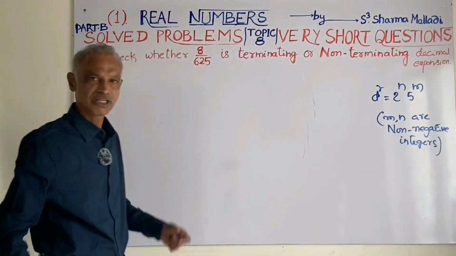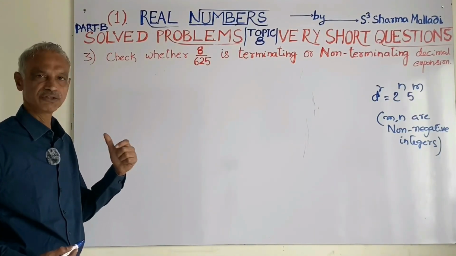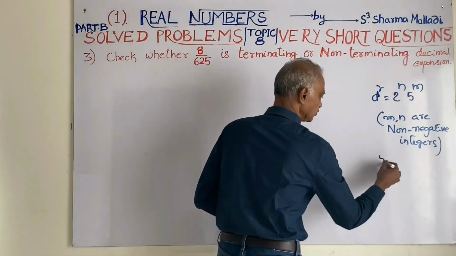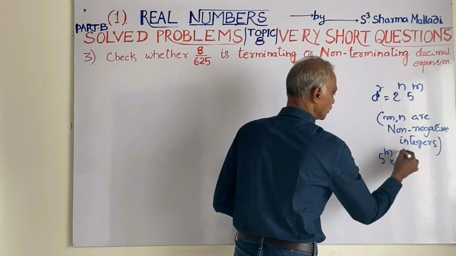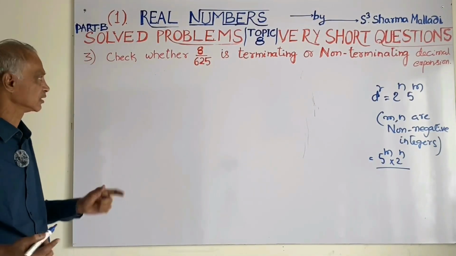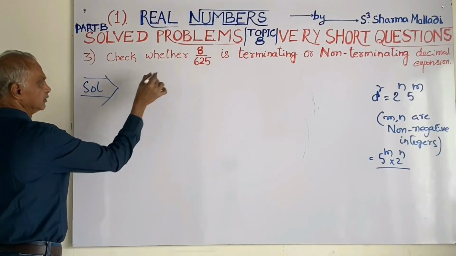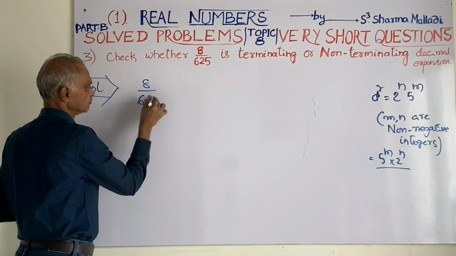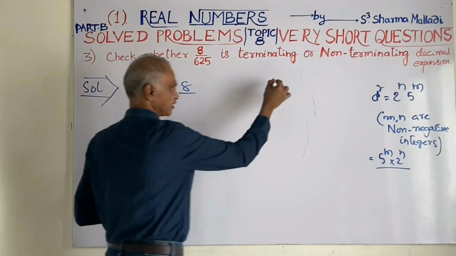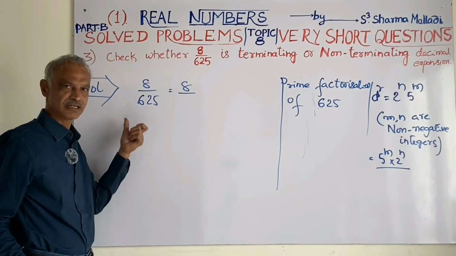See, if it is terminating, denominator should be in the form of 2 to the power of n into 5 to the power of m, n and m are non-negative integers, or 5 to the power of m into 2 to the power of n. Anything you can write. What is the solution you have? You take 8 by 625. We will do prime factorization of the denominator 625.